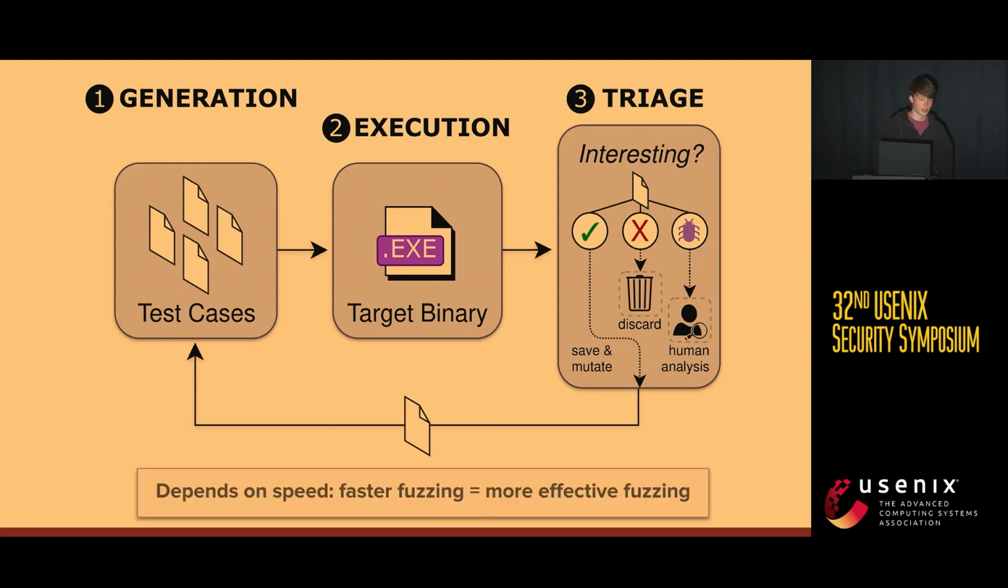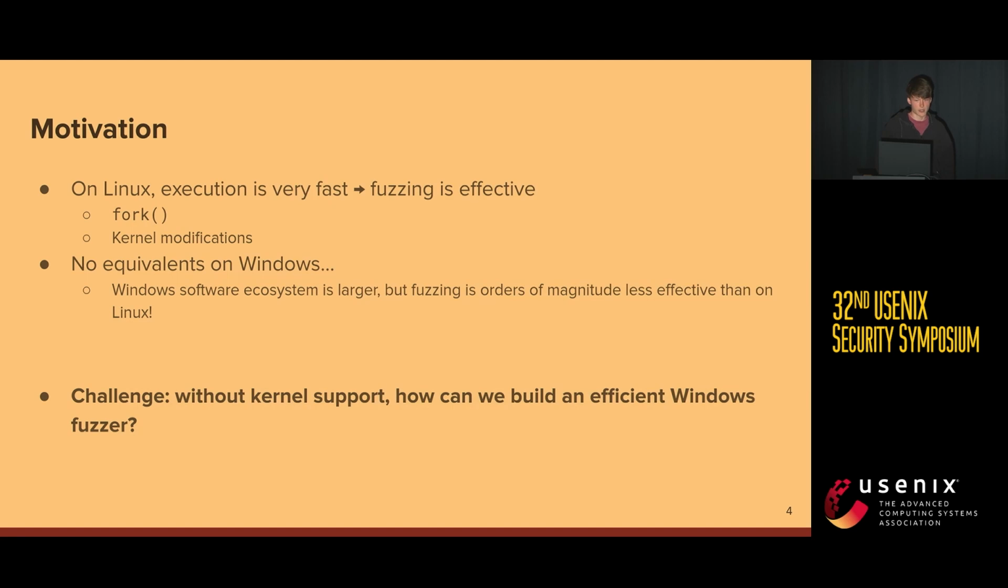Generally speaking, fuzzing depends on speed. Faster fuzzing is more effective fuzzing. Typically, the execution step is the limiting factor in this loop. On Linux, execution is very fast out of the box, primarily due to the availability of the fork system call, and that translates to fuzzing being effective. On Windows, we don't really have an equivalent, which leads to a situation where, despite the fact that Windows has a really big software ecosystem, fuzzing on Windows is a lot less effective than on Linux. So our challenge for this project is: without kernel support like what Linux has, how can we build an efficient Windows fuzzer? Here's one solution.